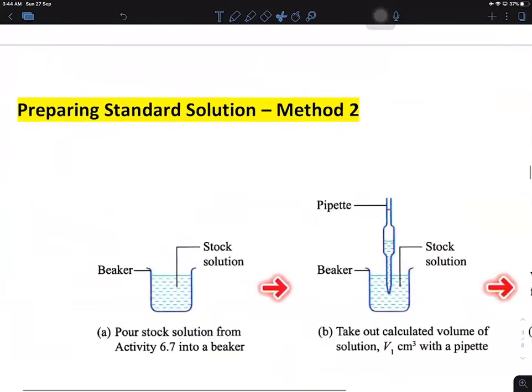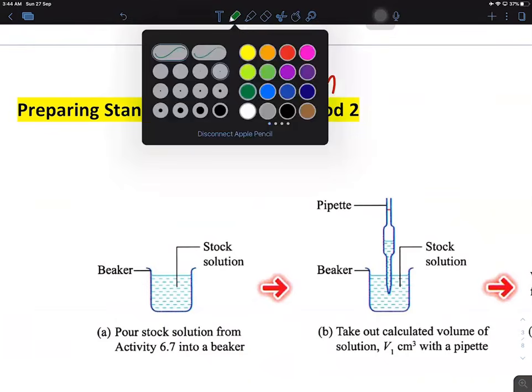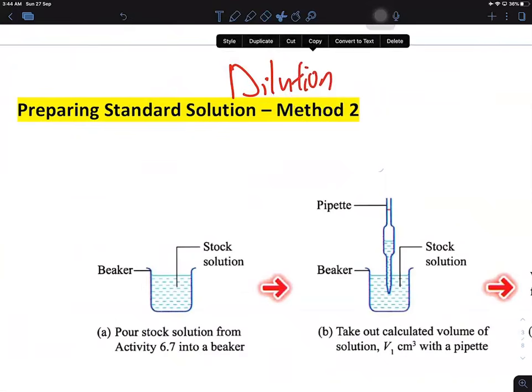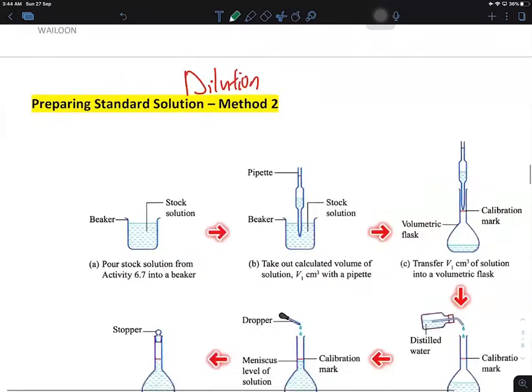Number 2, preparing solution with method 2. Method 2 is how to spell dilution. You cannot remember already. My brain is not working. Dilution, I think so. Okay. If I'm wrong, just sorry.